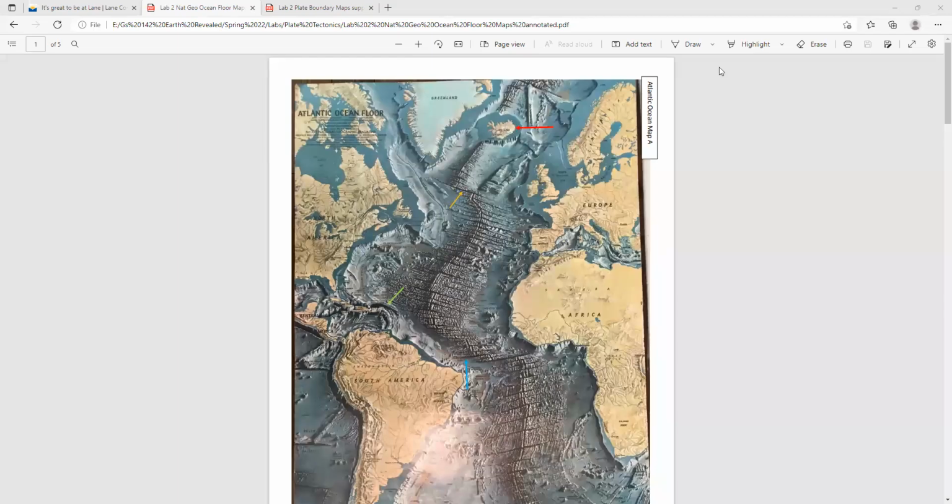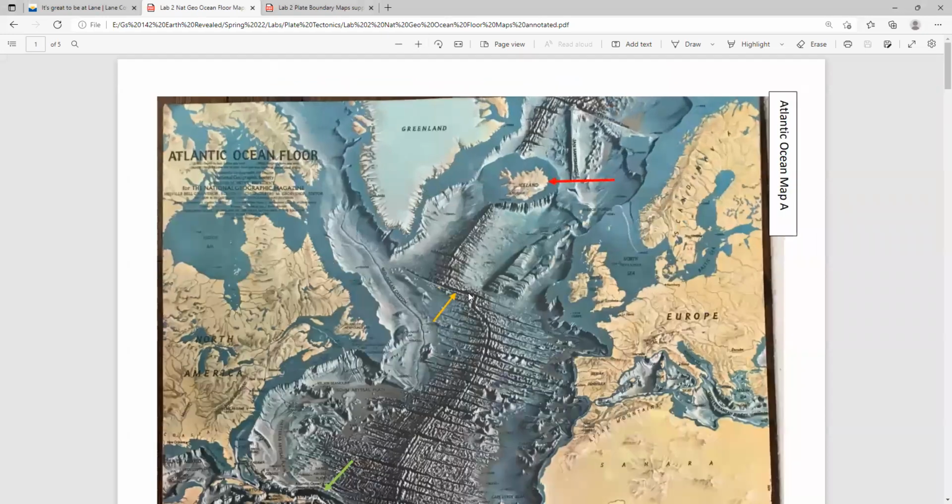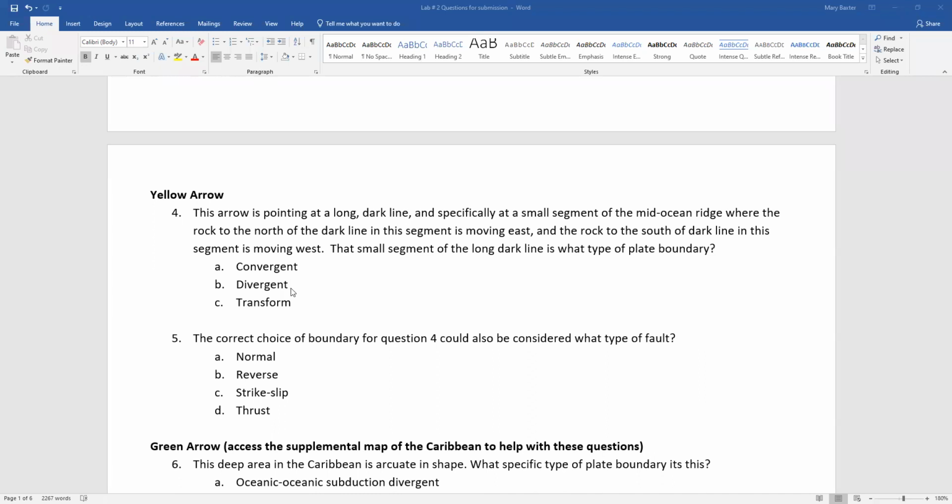Okay, so let's go over there and look. That's this line right here. Let me go in here and blow it up. Okay, so here's the mid-ocean ridge where the rock is being formed and is pulling apart. So this area is moving that direction, and this area is moving that direction. So that is what kind of boundary? Is it convergent, divergent, or transform?